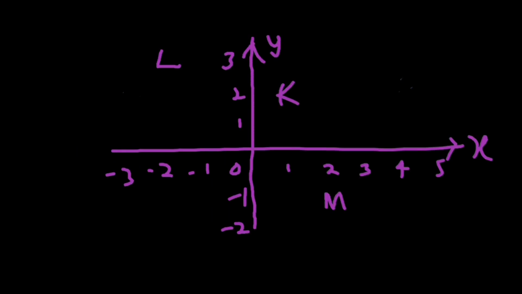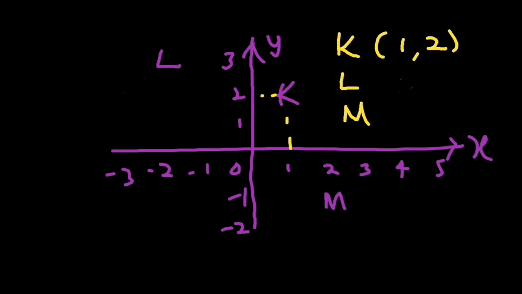Let's consider this particular diagram. Suppose we are told to state the coordinates of points K, point L, and point M. From the diagram, we can see that K is 1 mark away from the x-axis, and it is 2 marks away from the y-axis, so that the coordinate for K becomes 2, 1.